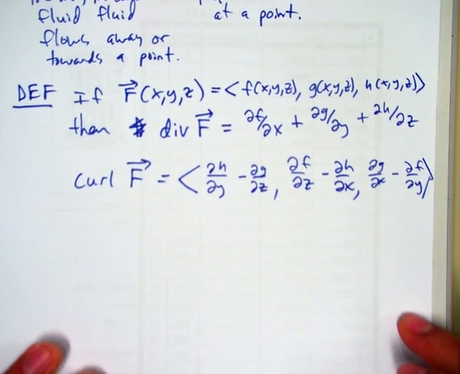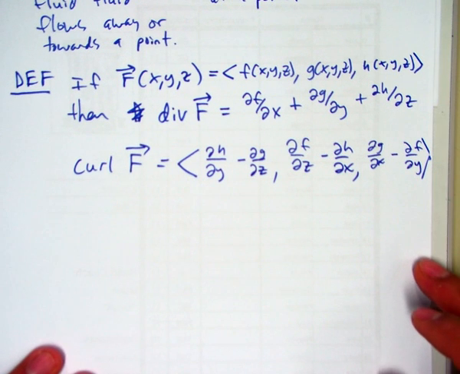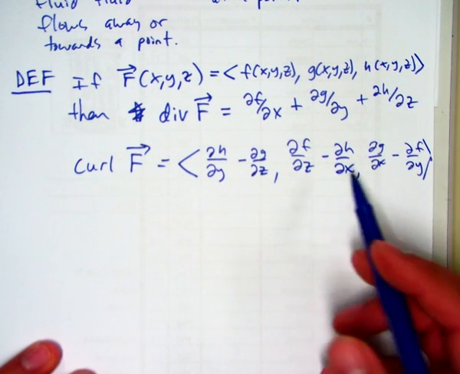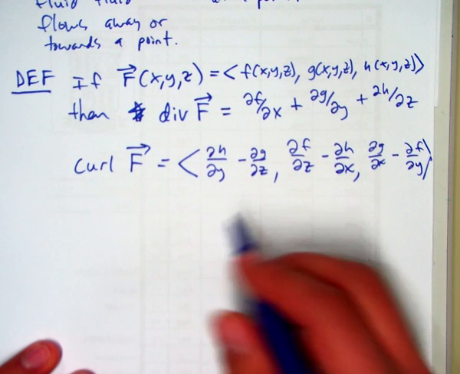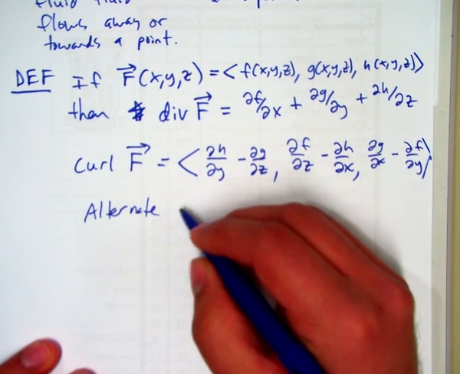But also the cross product or something. Yes. Usually all these look like cross products in the end, right? So you're not going to have to memorize this. That's kind of weird looking, right? Here's the easy way to do it. Alternate formula.